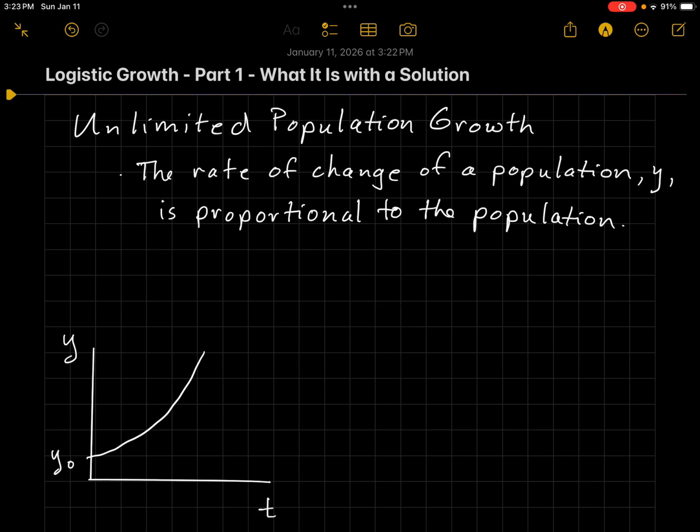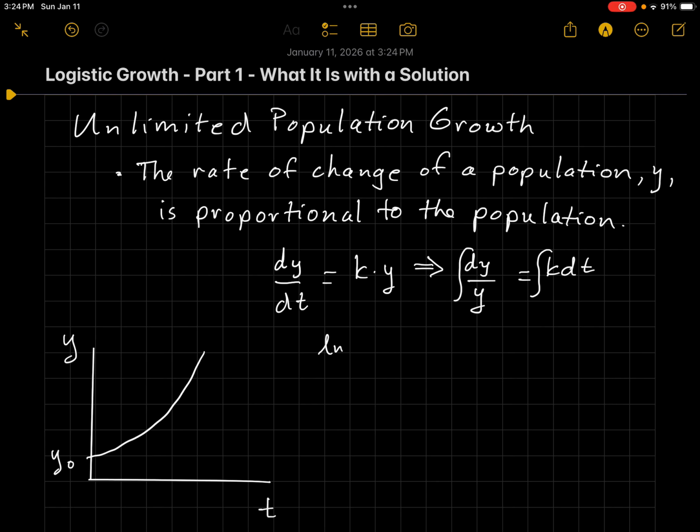The statement that gives this type of growth is: the rate of change of a population y with respect to time is proportional to the population itself. If we were to solve this differential equation, we would first separate the variables. You may want to watch the video on separable differential equations if you have not already done so. And then integrate both sides.